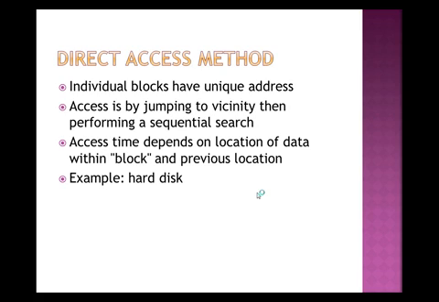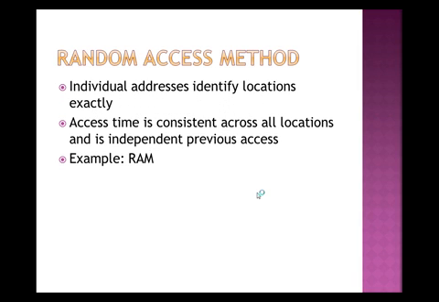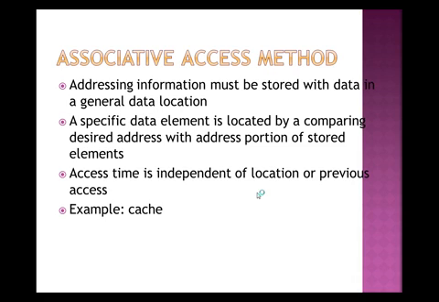Then the direct access method we have studied. That is how we can directly fetch the data. The best example is the hard disk. We can directly jump to the location, fetch the data and then perform the operations. This is your random access method, that is, randomly we can pick the data from any location and then perform the operations. So till now we have studied three concepts: sequential, direct, random.